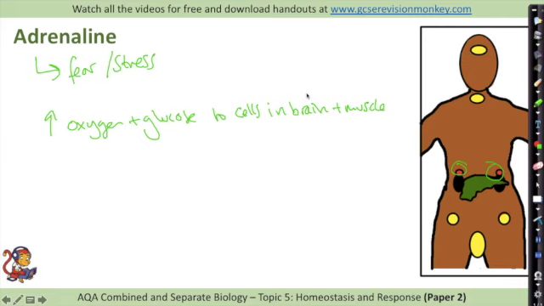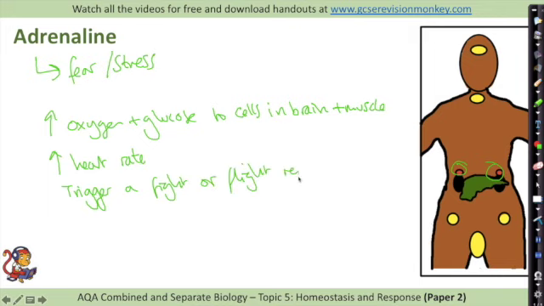Brain so that you can think and coordinate your response, and the muscles so that you can move quickly and react. It will cause an increase in heart rate, and it will therefore trigger a fight or flight response, which means either you are going to fight in response to that fear or stress situation, or you are going to have the opportunity to run and flee from that situation. I would suggest learning this response, because this could be a higher tier style question in the exam.